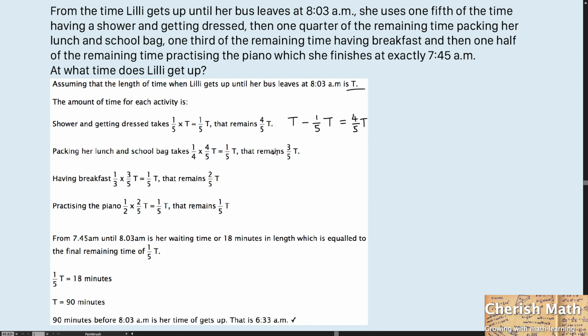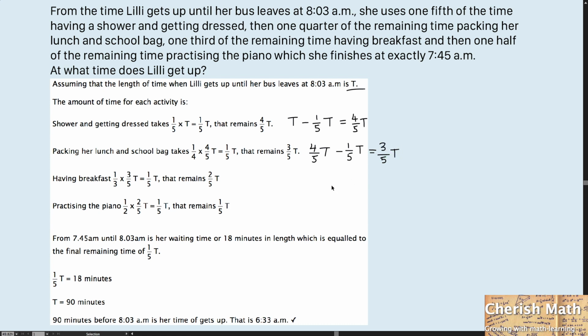That remains 350. How I get the 350 is by using the 450, which I got from here, minus the 150, and that leaves 350. Having breakfast takes 1/3 of her remaining time, so I'm using 1/3 multiplied by 350, which I got from here.